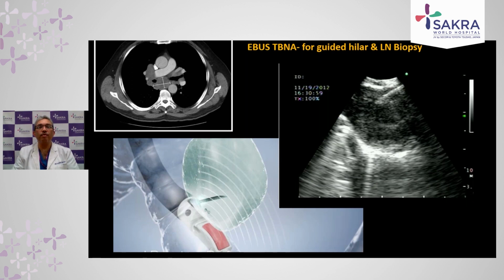And this is a tool which a pulmonologist can use. Endobronchial ultrasound, called EBUS for short, and the lymph node is visualized in real time, and the needle, as you can see in the top right hand corner, is entering the lymph node, and you're doing a biopsy under real time.